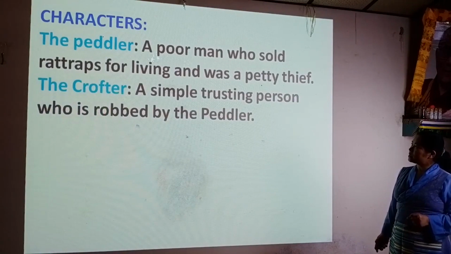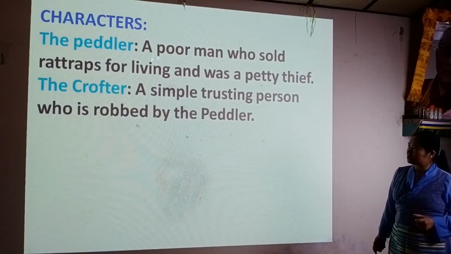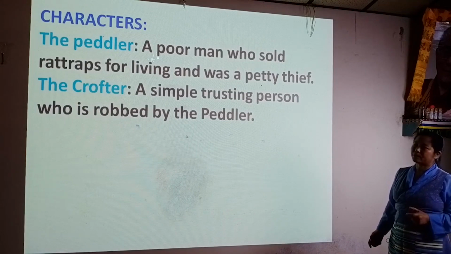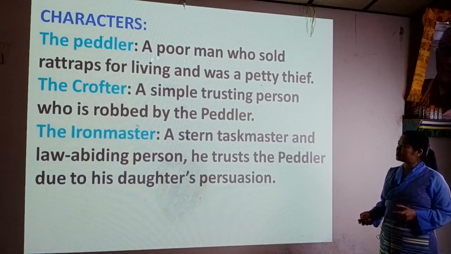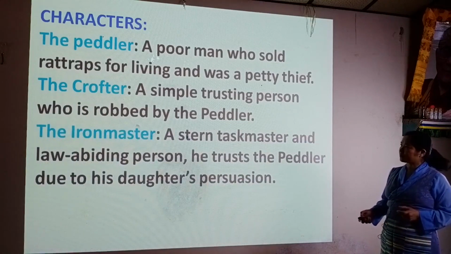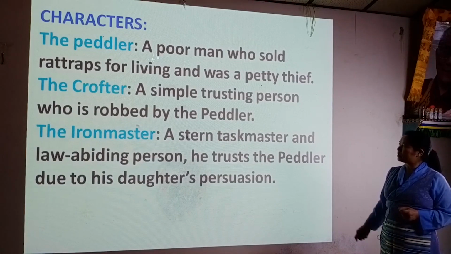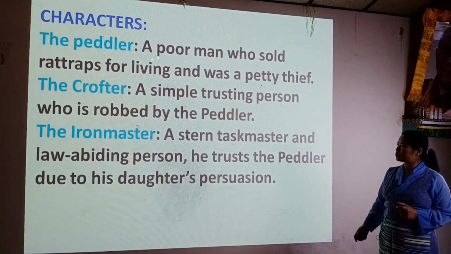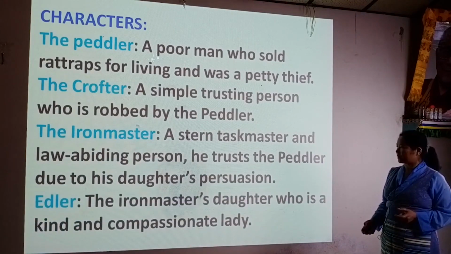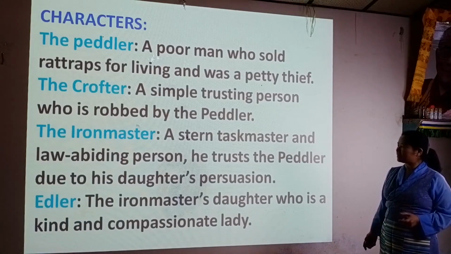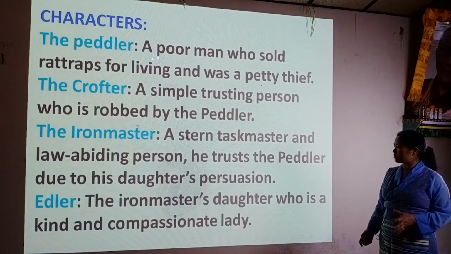Okay, then the next main character is the crafter. A crafter is a simple, trusting person who is robbed by the battler. And the next important character is the iron master. Okay, he is a stern taskmaster and a law-abiding person. He trusts the battler due to his daughter's persuasion. And the last is Atla. Okay, Atla is the ironmaster's daughter, who is a kind and compassionate person.